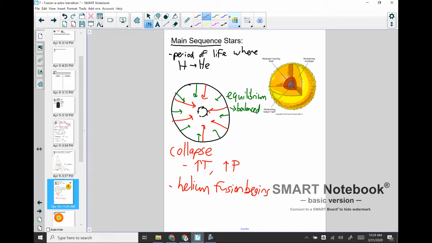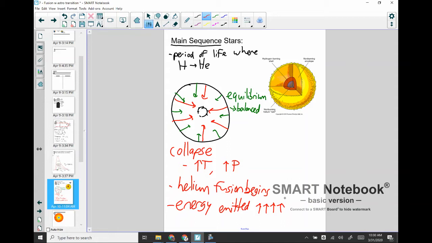The energy being emitted now is much, much, much higher than it was before. If we were to go through and get the mass defect and calculate the energy released, it would be much, much more than it was during the main sequence part of its life, where we were creating helium from hydrogen.